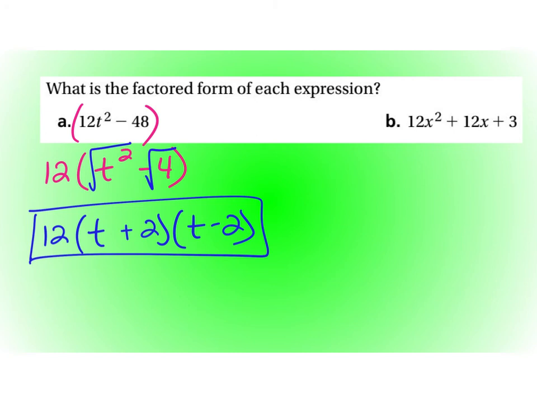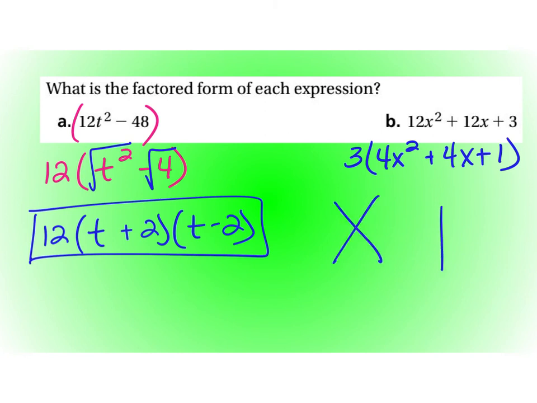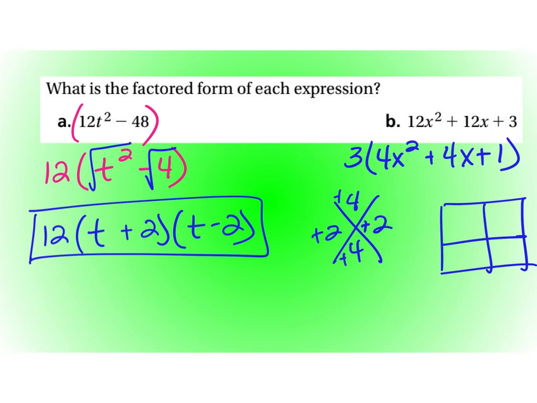All right, let's check out this one here. So if you notice, all of these are divisible by 3. So I'm going to factor out a 3. So we'll have 4x squared plus 12x plus 3, right? Because 3 times 1 is 3. But when I go to do my x puzzle in my box, I need a product of 4 and a sum of 4, both positive, right? So you would think it'd be a plus 2 and a plus 2, but watch what happens.